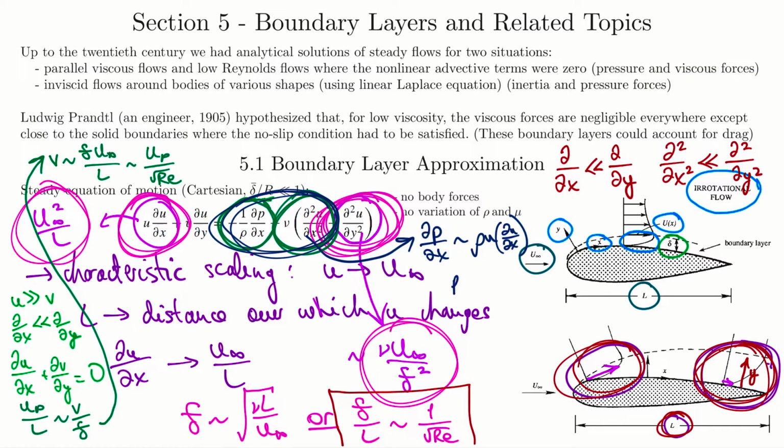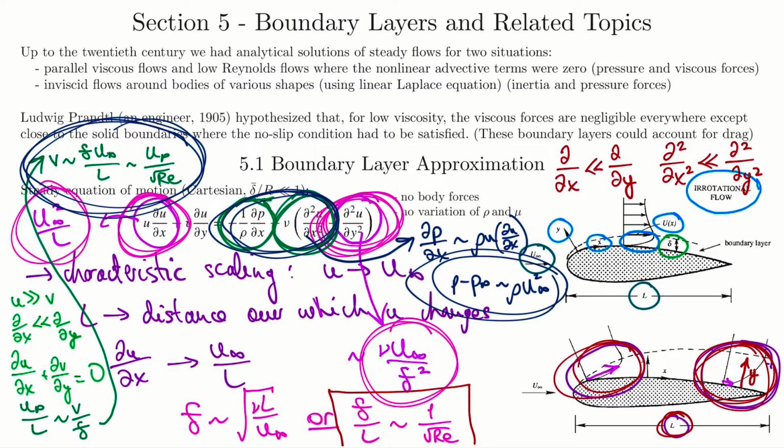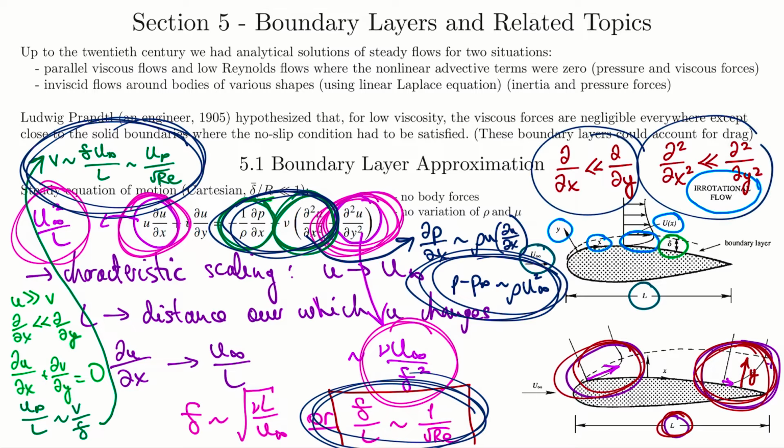Therefore, the pressure variations approximately scale like density times u infinity squared. And therefore, finally, time for a fresh slide. We remember we have this scaling here that we've come up with for v, we have our pressure scaling here, our boundary layer thickness we've scaled like this, and changes in x versus changes in y we've looked at on here.